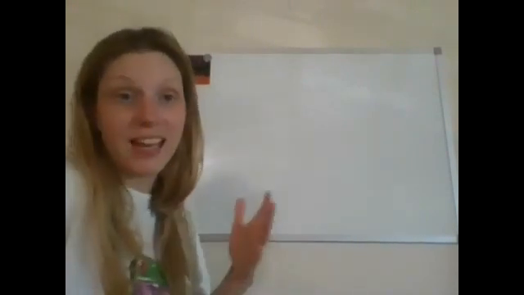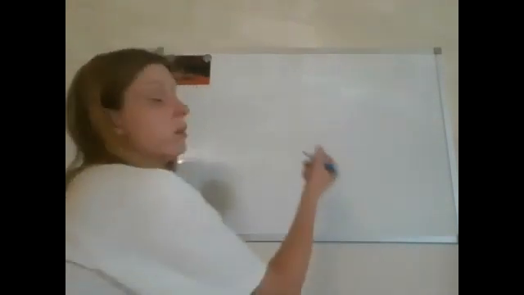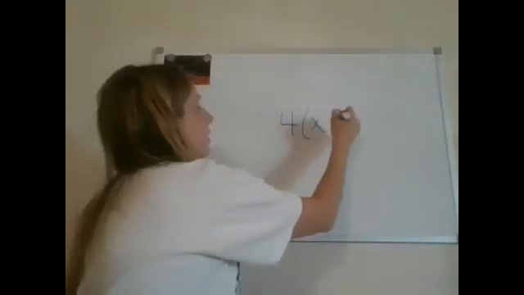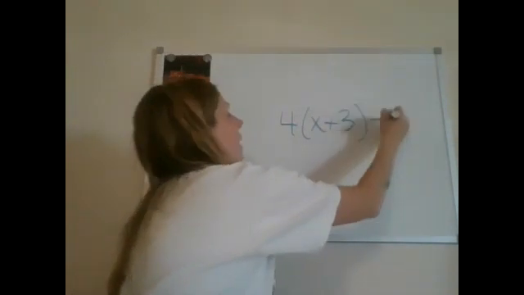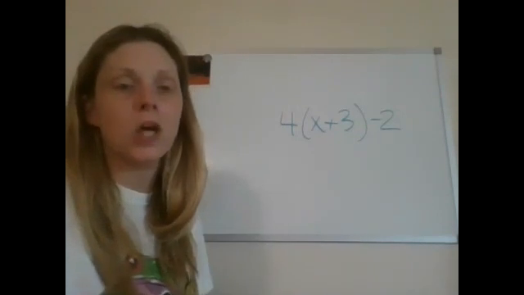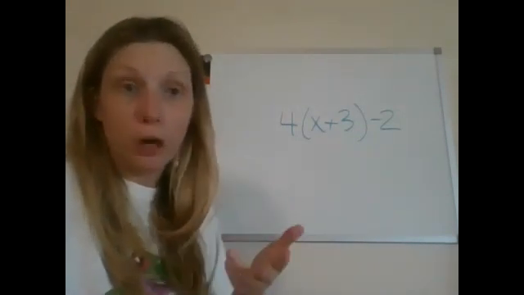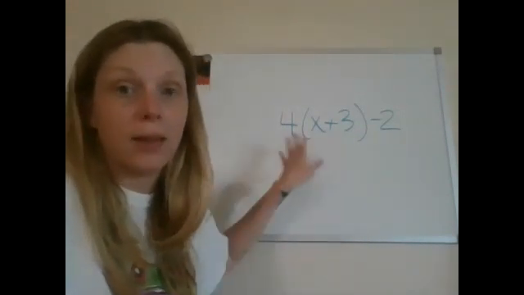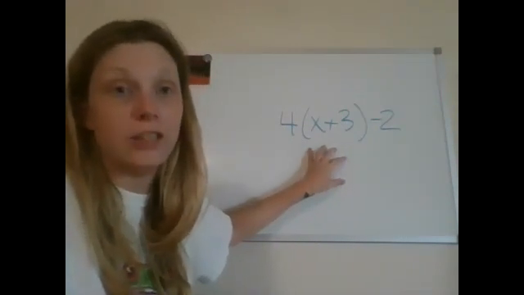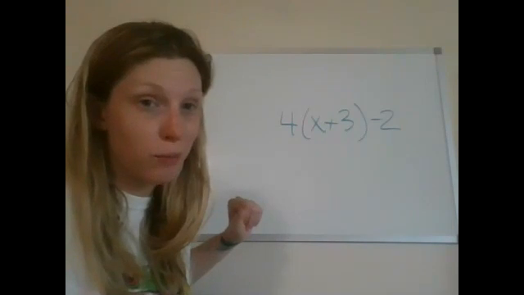If we have something added on to our distributive property. So say I have 4 times x plus 3 minus 2. So this minus 2 is out here, it's outside of the parentheses. So what we're going to do first is our distributive property. If you ever have parentheses, we always take care of those first. And generally, that means the distributive property.